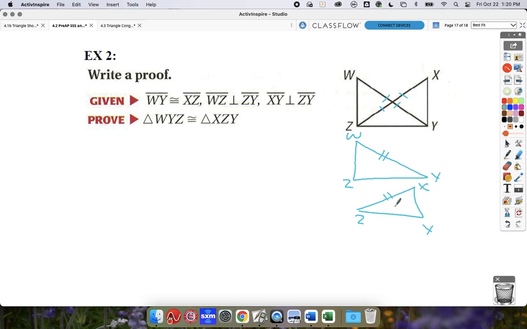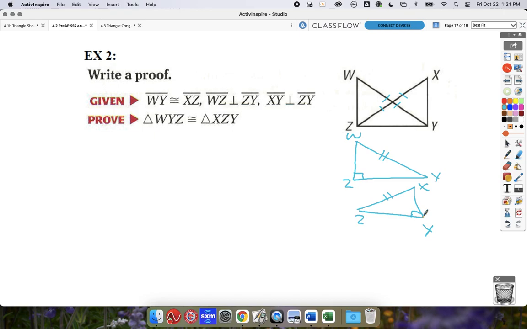I know that WZ is perpendicular to ZY. How am I supposed to mark that? Like a 90 degree. Oh. And I know that XY is perpendicular to ZY. Okay, so I'm planning my proof.